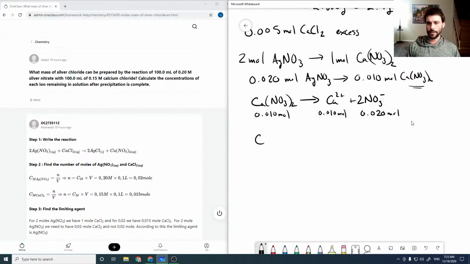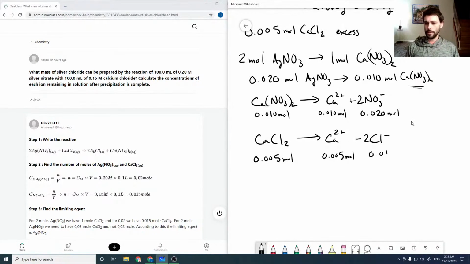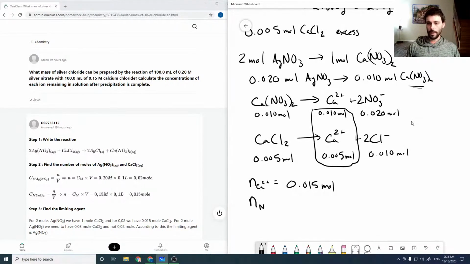And then looking at our calcium chloride, which is going to dissolve into calcium 2+ and 2 Cl-. We already know we have 0.005 moles excess, so we're going to get 0.005 moles of calcium 2+ and 0.010 moles of chloride. Okay, so then the ions we have in solution are calcium 2+, which, summing these two values, is 0.015 moles, our nitrate is 0.020, and our chloride is 0.010.